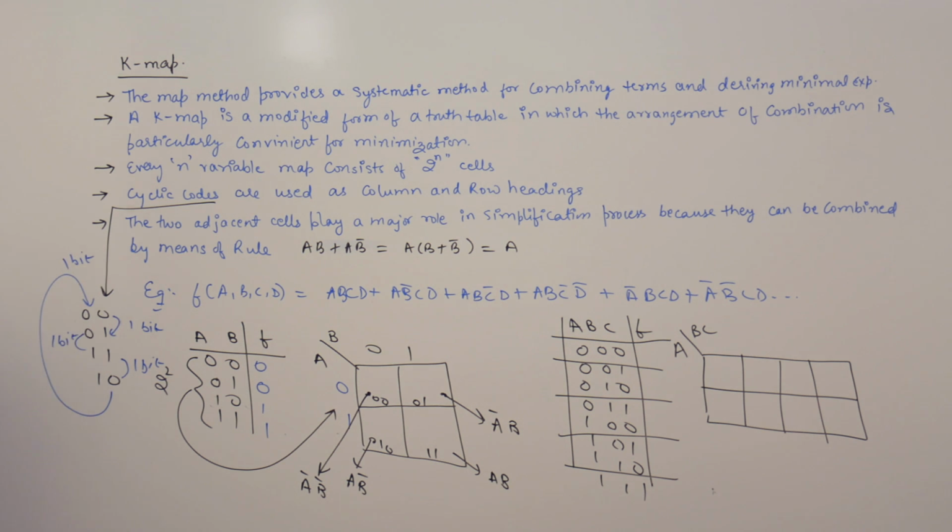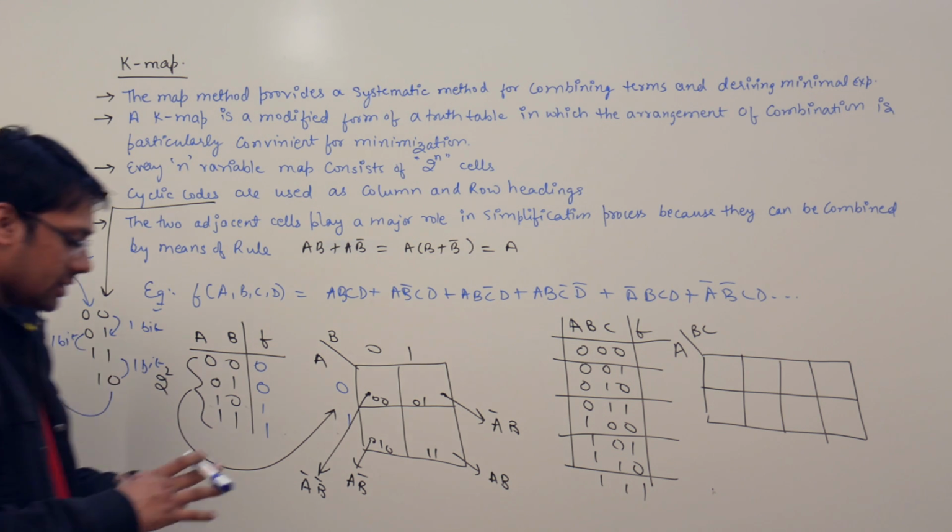In case of cyclic codes, we have a change of at maximum 1 bit only. Even if you have 3 variables, we can arrange the 3 variables in such a way that we get a change of at maximum 1 bit. So in case of K-map, we have a change of 1 bit.